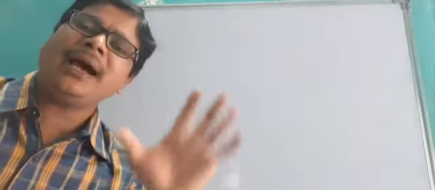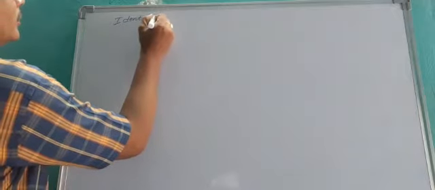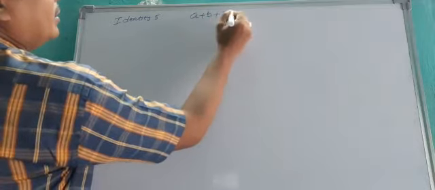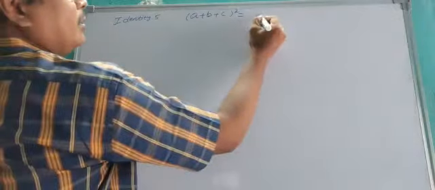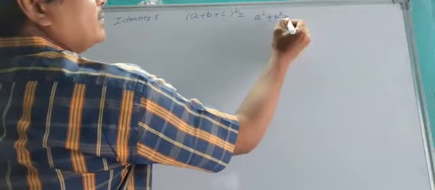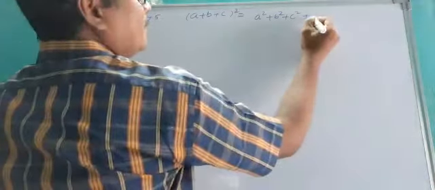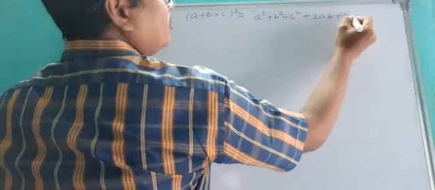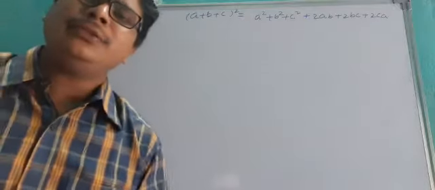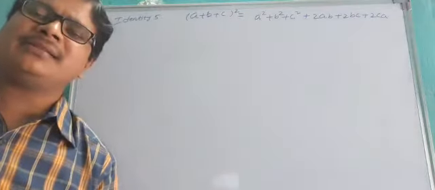Now I explain identity number 5. Okay, so what is that? Identity number 5. What is that? (a + b + c) whole square is equal to a square plus b square plus c square plus 2ab plus 2bc plus 2ca. Okay, so this is the new identity from this class, ninth class.